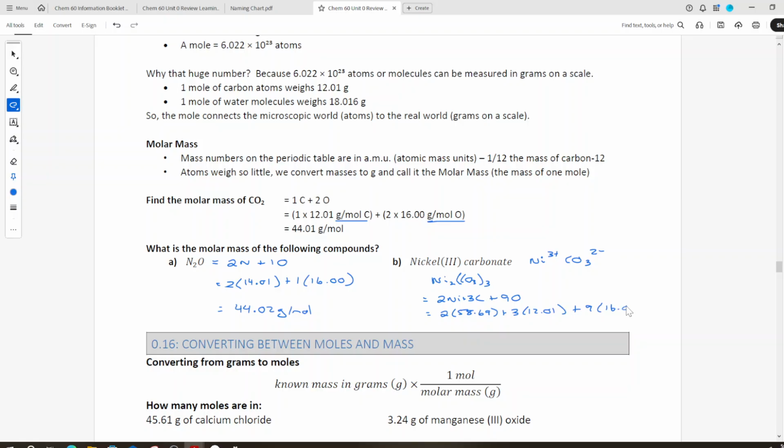I find what often happens is that the elements get repeated a lot and you start having them pretty memorized. So then we're going to type in 2 times 58.69 plus 3 times 12.01 plus 9 times 16. And that is how we calculate our molar mass. So then my molar mass is going to be 297.41 grams per mole. Awesome. Go and practice a few of those.